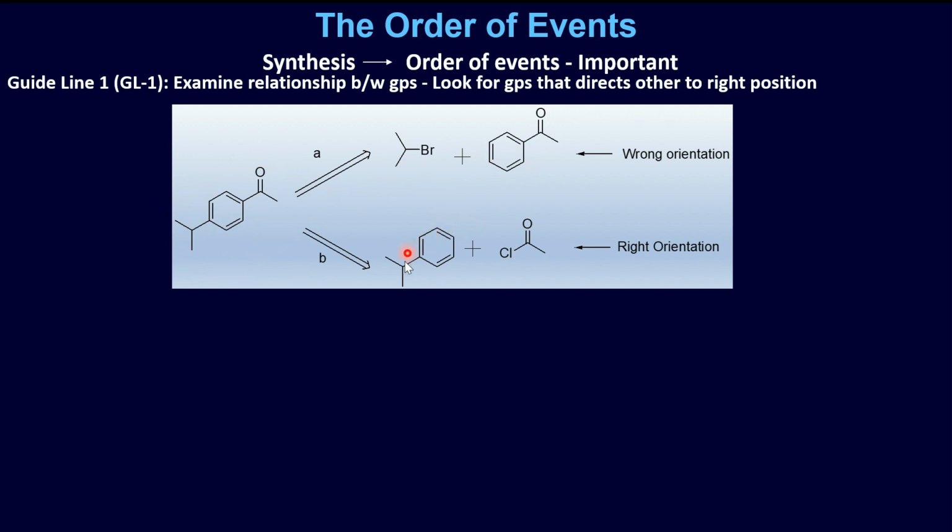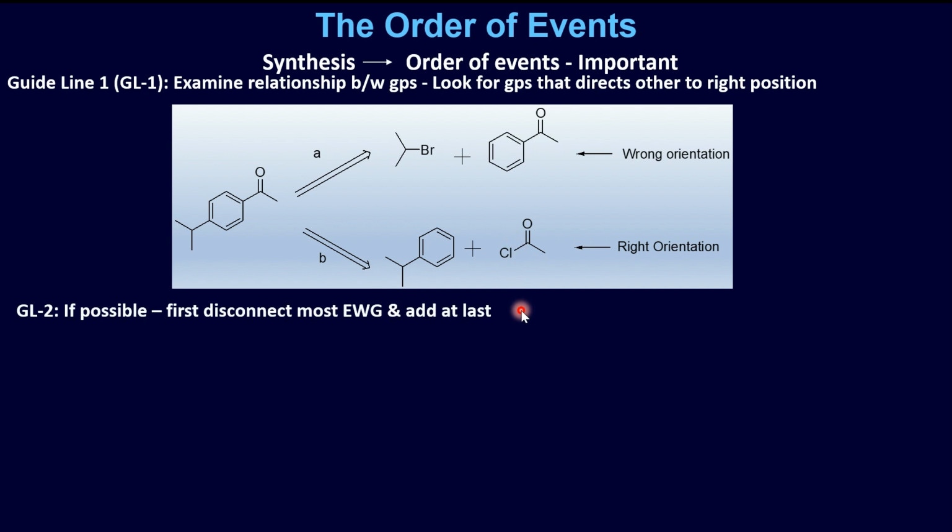In other words, if I take isopropyl benzene and treat it with acetyl chloride, the isopropyl group, as it is electron donating in nature, increases the reactivity of the benzene and will be ortho-para directing. At the ortho position there will be steric hindrance, so it preferably sits at the para position. That's why I'll get the corresponding para-isopropyl acetophenone. The order of events should be such that I break at the acetyl position and take isopropyl benzene and treat it with acetyl chloride.